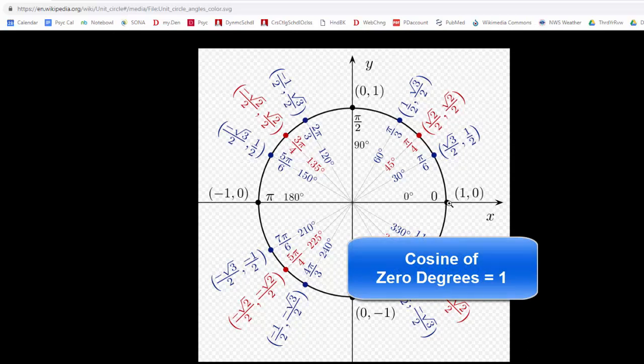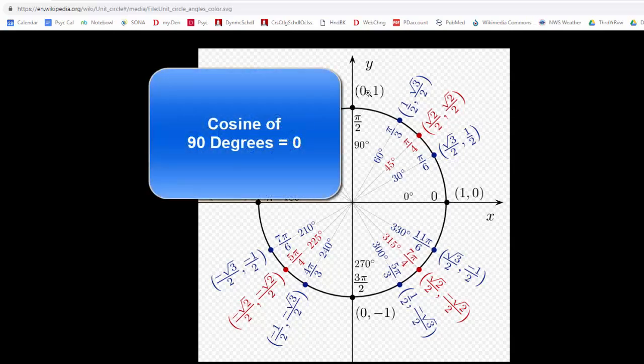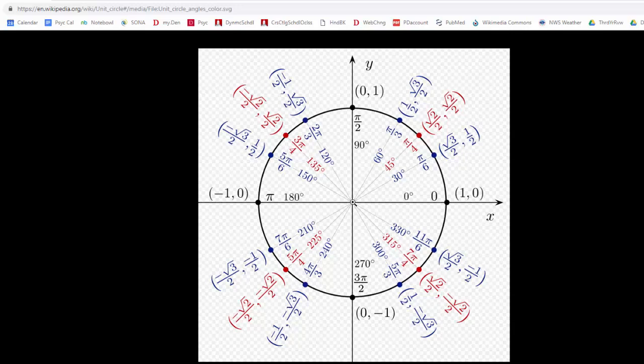If we now take another extreme example and we go from the 0-degree angle to a 90-degree angle, which I'm outlining here, we would have a cosine of 0. As you can see, the 0 coordinate appears here, and in this pair of coordinates, we have the 0 for the x value.